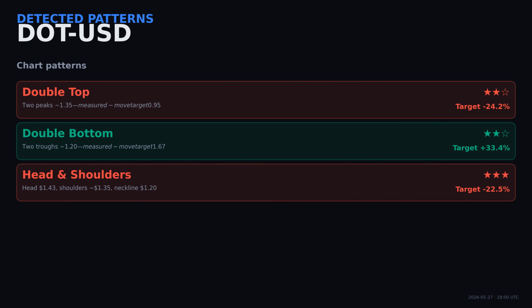Now this is the fun part. The pattern detector picked up 3 chart patterns on the daily: double top, double bottom, head and shoulders. I'm going to walk you through each one in the next slides and show you exactly where they formed on the price action. Pay attention to the labeled points. Those are the swings that confirm the pattern is real.